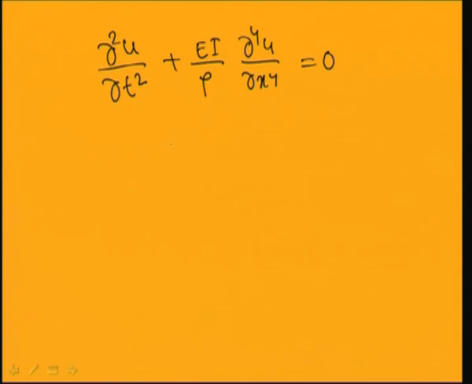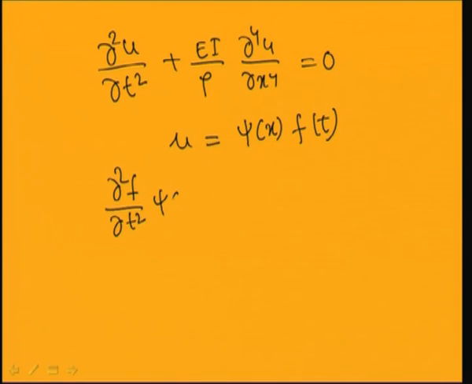In this case let me write u equal to psi of x into f of t. Now substituting this in the equation, I can write del square f by del t square into psi of x plus E I by rho into d fourth psi by d x fourth into f of t.